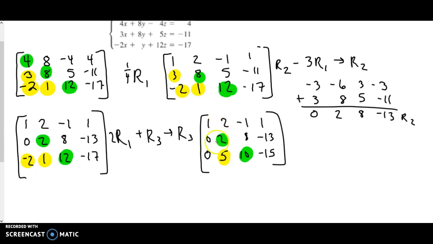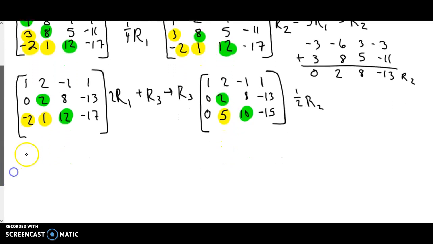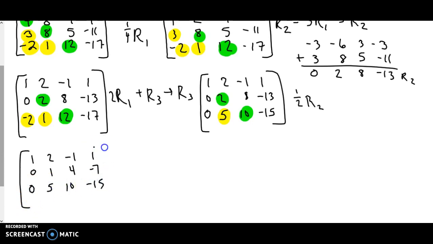I'm going to go ahead and multiply row 2 by a half. That will help me get rid of this value and make it 1. So if I do that, bring this down here. The first row stays the same: 1, 2, negative 1, 1. The second row now becomes 0, 1, 4, negative 7. And my last row stays the same, which is going to be 0, 5, 10, negative 15.